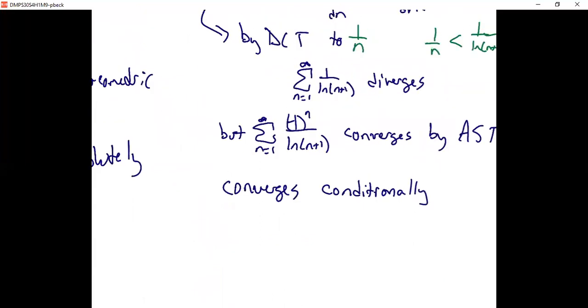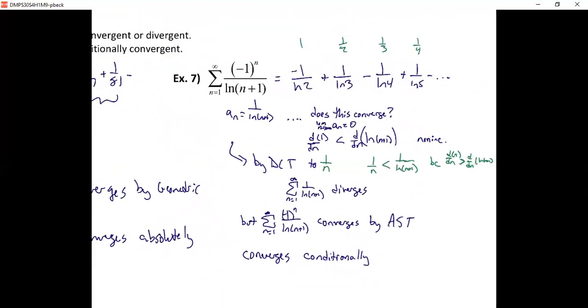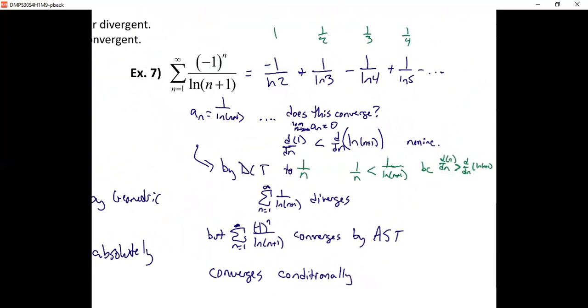So let's go ahead and look at example number 7. As I said, I'm skipping around a little bit. What I want to do initially is write out the terms: -1 over the natural log of 2, 1 over the natural log of 3, -1 over the natural log of 4. I can see that the limit approaches 0. I can also see that this is a non-increasing function because the numerator doesn't change and the denominator is getting bigger. Therefore, it has to be a decreasing function.